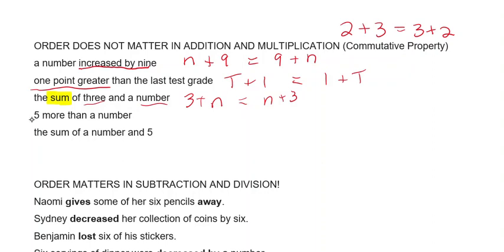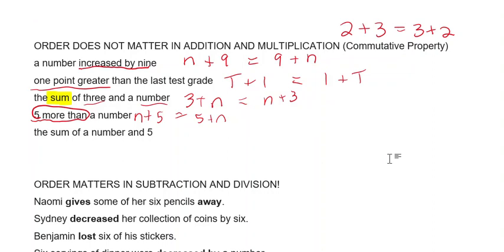5 more than a number. The 5 more than says I'm adding 5 to some number. So some number plus 5. But because it's addition, that's the same thing as 5 plus a number. Here we see that word sum again. We need to know that the word sum represents the answer to an addition problem. We're adding a number and 5. So n plus 5, which is the same as 5 plus n.